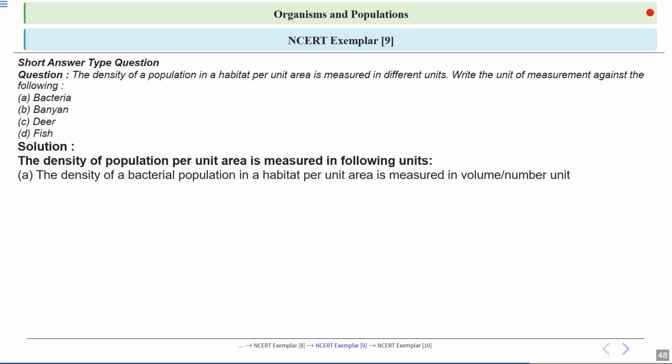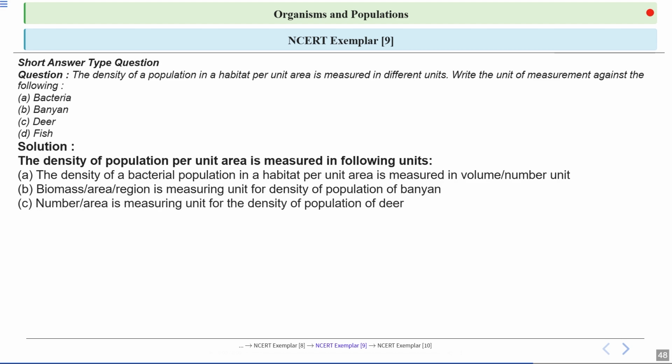Okay, so density of a bacterial population in a habitat per unit area is measured in volume or number unit. Now next, for banyan trees, we use biomass per area or region as the unit. Banyan trees are huge and spread out. So instead of just counting individual trees, scientists often measure the total biomass of all banyan trees in a given area.